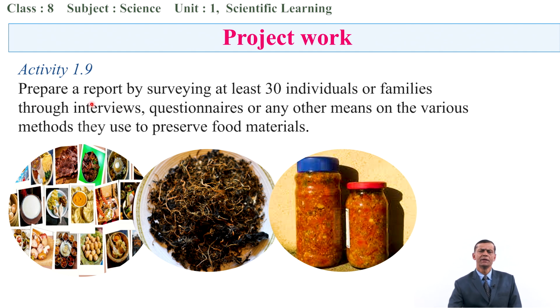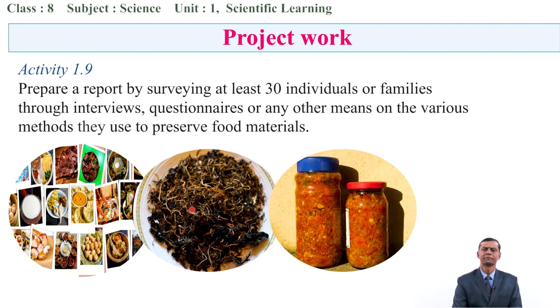Prepare a report by surveying at least 30 individuals or families through interview. You can conduct an interview, or apply a survey questionnaire as we have practiced before, or use any other means on the various methods they use to preserve food materials. What do they use? What practice do they have? You have to get information using a survey questionnaire or interview based on the topic of preservation of food.